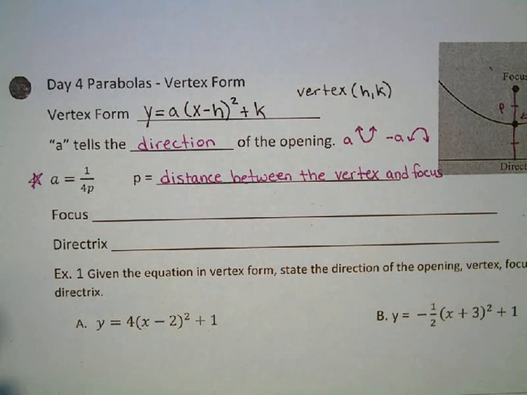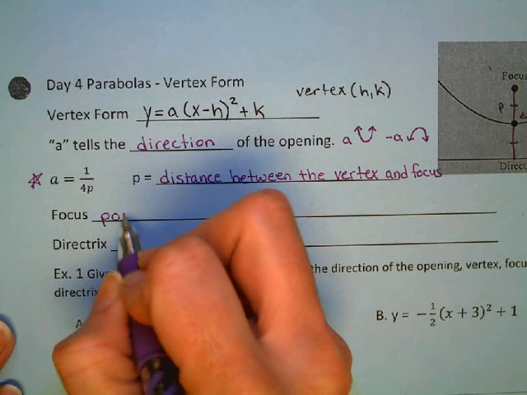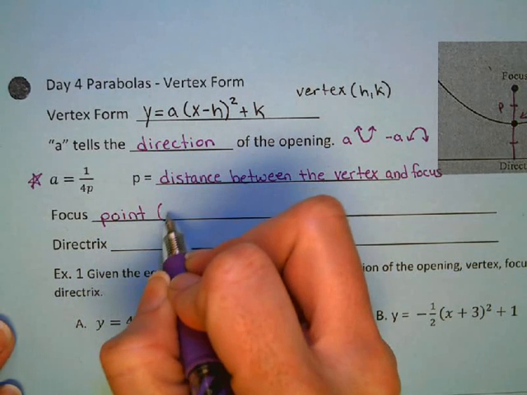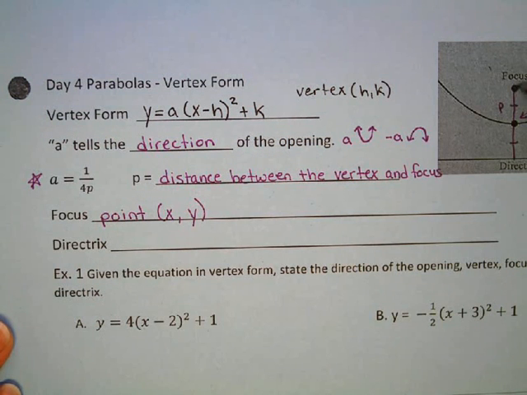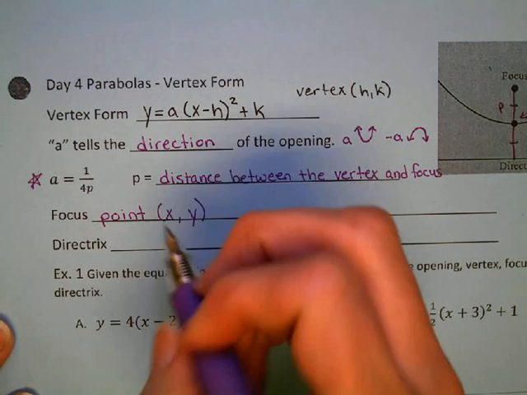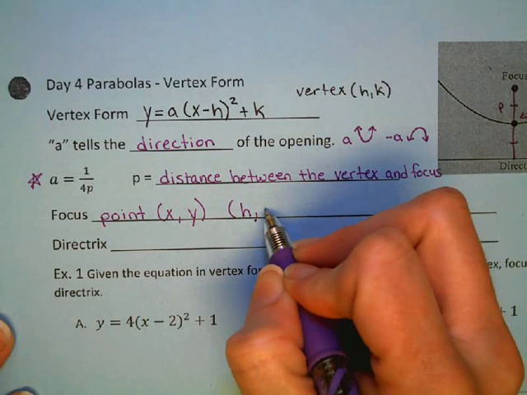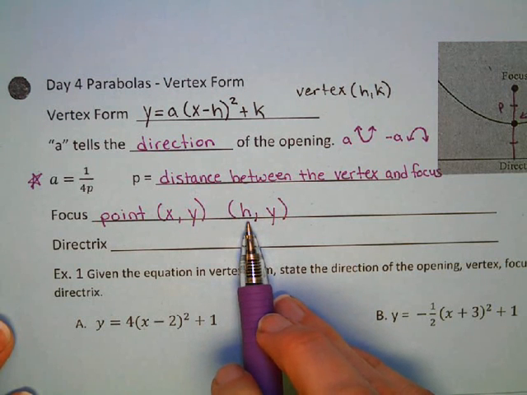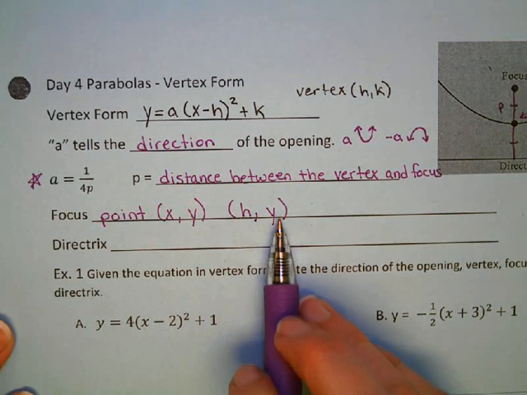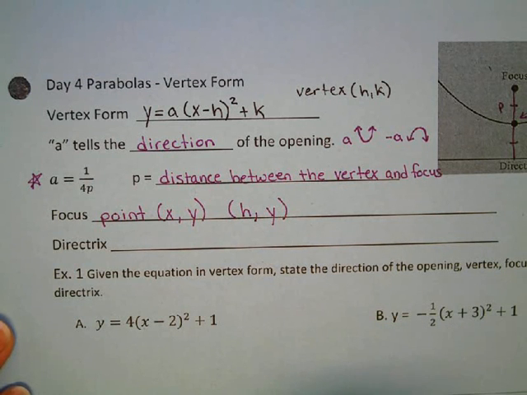So in this picture, the focus is going to be a point, or ordered pair, x comma y. Because the focus and the vertex are always lined up together, you could even say that this point's going to be (h, y). The first value is going to be the same as the vertex, but the y is always going to be different because it's going to shift up or shift down, depending on whether your parabola is going up or going down.